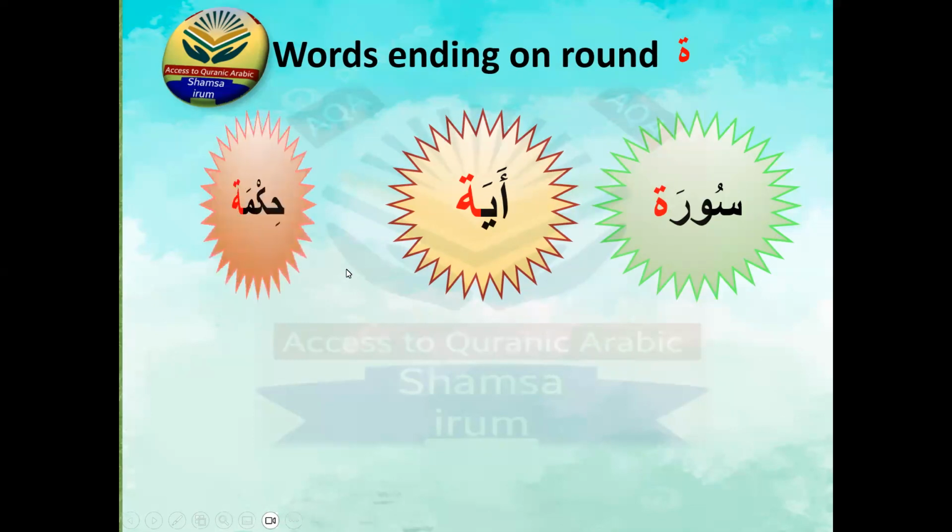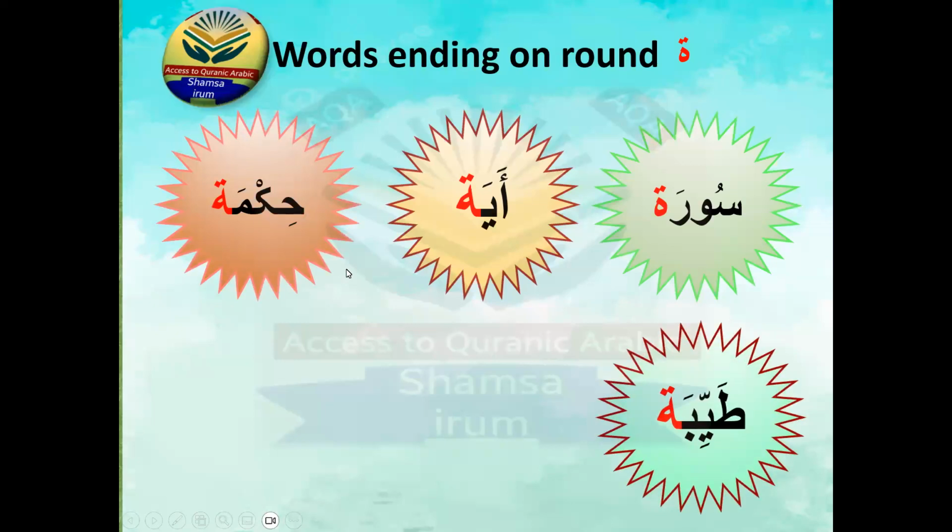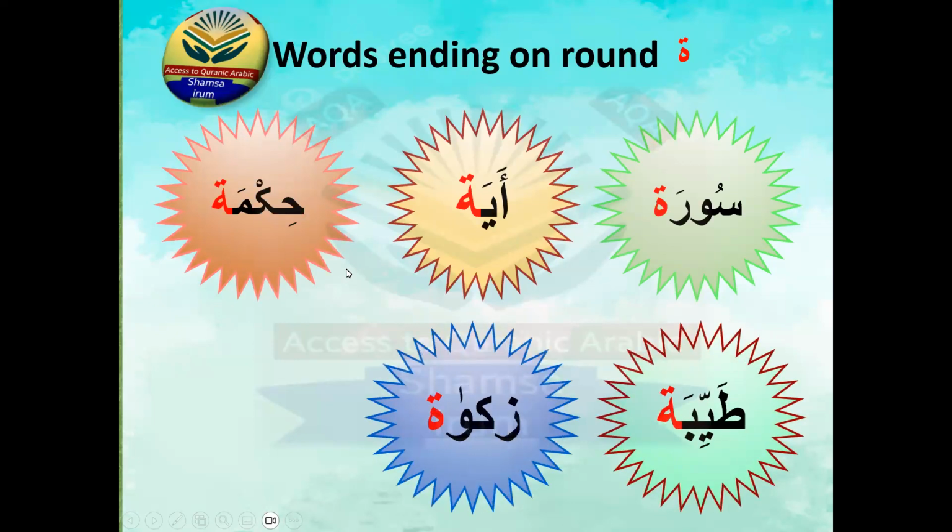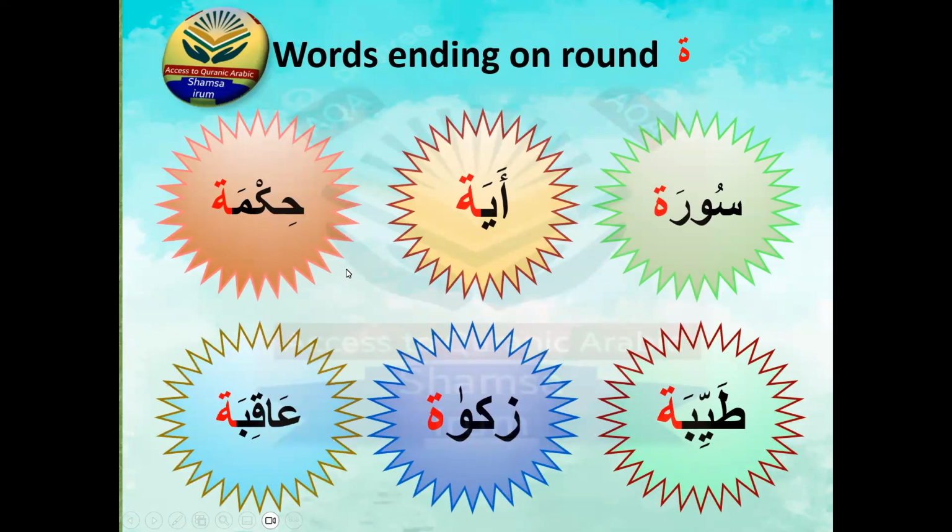Ayatun, hikmatun, tayyibatun, zakatun, aqibatun. I used these few words from the Quran, and all these words, look, have a ta marbuta, a round ta, at the end of the word. So even if you don't know the meaning of aqiba, you still know that it is feminine, not masculine, just because there is a sign at the end.